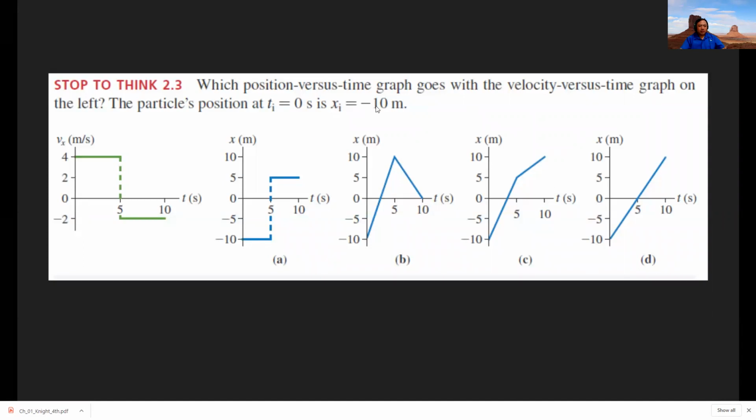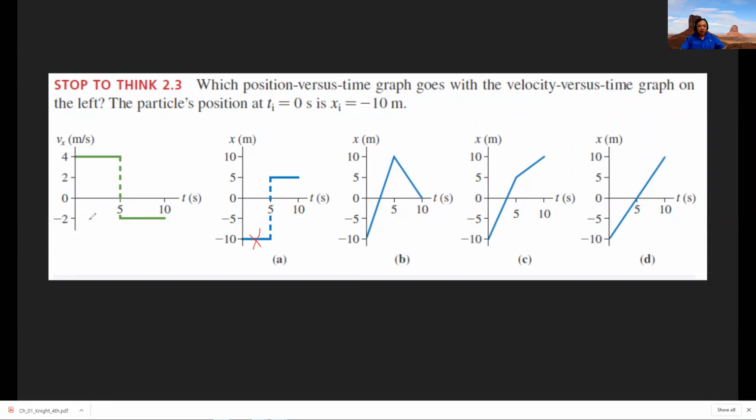Next is discussion. Which position versus time graph goes with the velocity versus time graph on the left? Here we go from velocity back to position. Take note, velocity is the slope. A horizontal positive velocity means a positive slope. So you can eliminate this one because it has zero slope. These are all positive slope, and here positive slope also. The velocity is 4 for the first part, and negative 2 for 5 to 10 seconds, so a negative slope there. Therefore, C, which is all positive, is wrong, and this one also. So you're left with this.